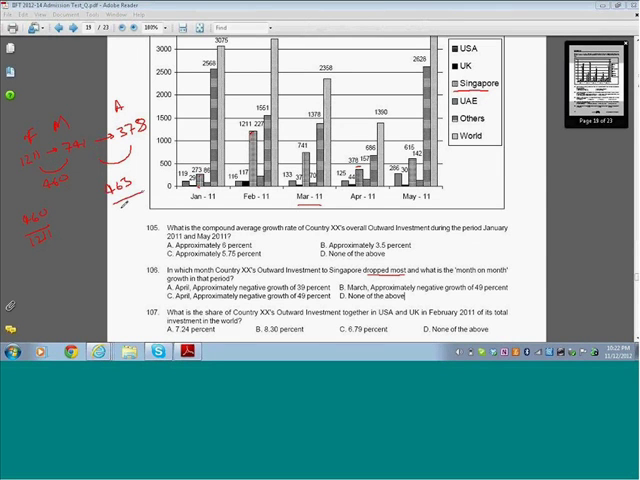Just to show you the calculation part for this, what is the share of country action outward investment in US and UK in February 2011 of its total investment in the world? Now, in this particular question, okay, in question 107, the calculation which you need to do is 233, and just focusing on the calculation now. Upon 3221, we need to find what is this percentage equal to. Okay. And you have these choices. Look at the choices. Correct up to second place of decimal is what you need to get.